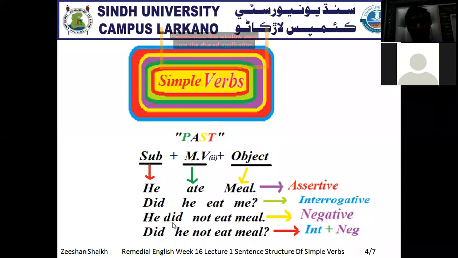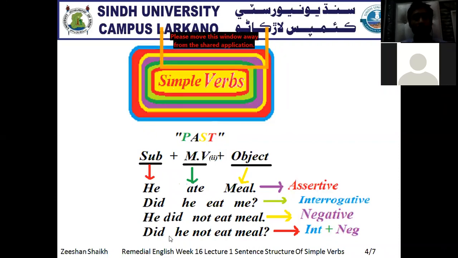Both are the same thing. Did not becomes separate words, but when you're trying to connect it, this becomes the contracted form, meaning didn't. So this is up to you. Clear? And the fourth one, the last one: did he not eat meal? So this becomes the interrogative plus negative sentence. Clear? So this is all about the past simple tense.